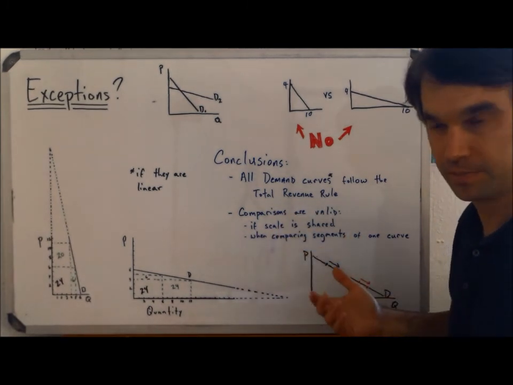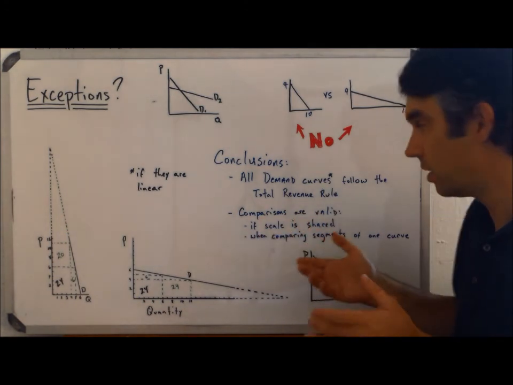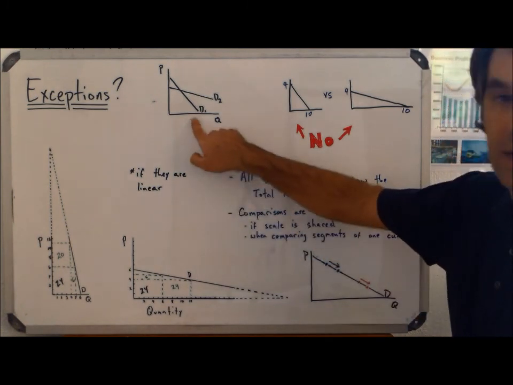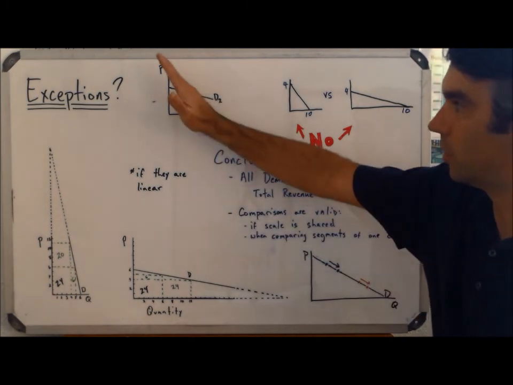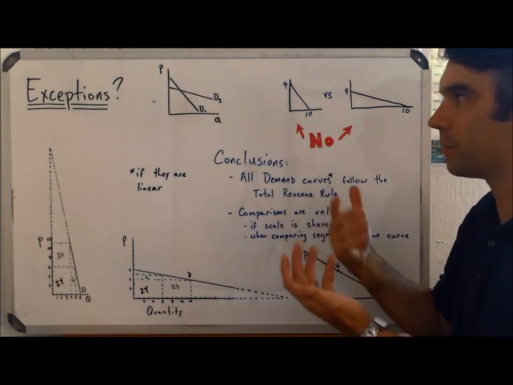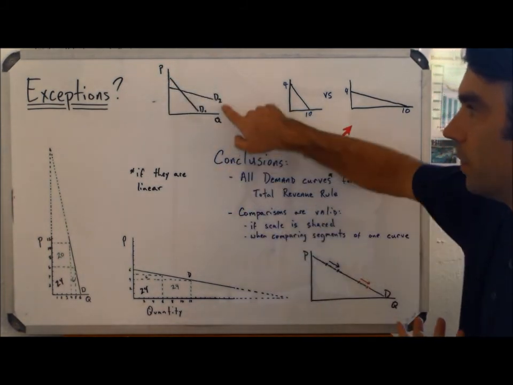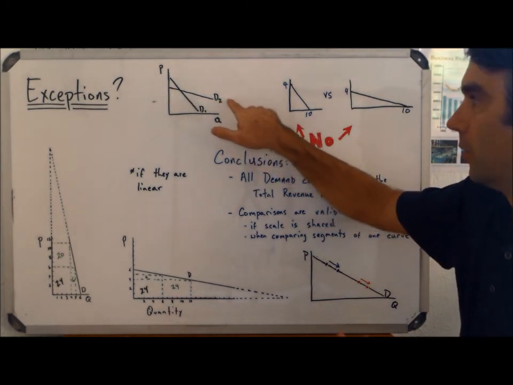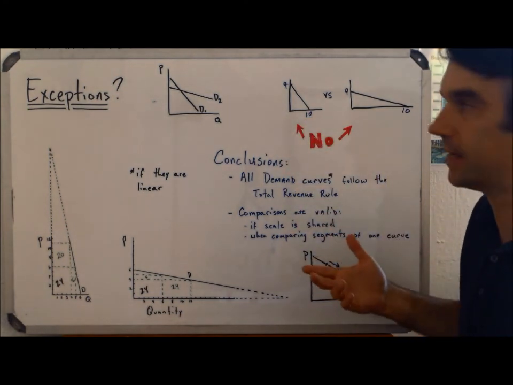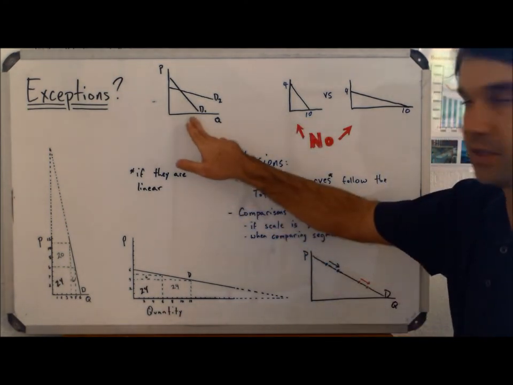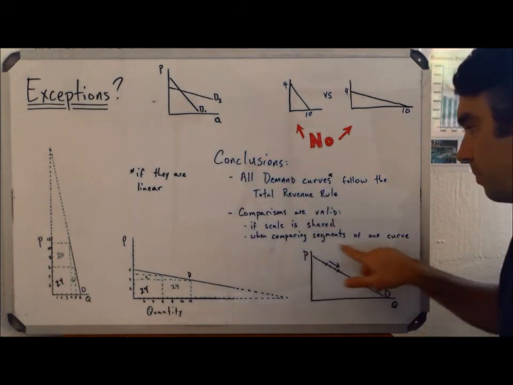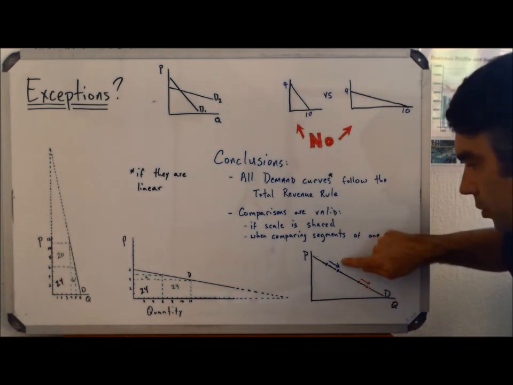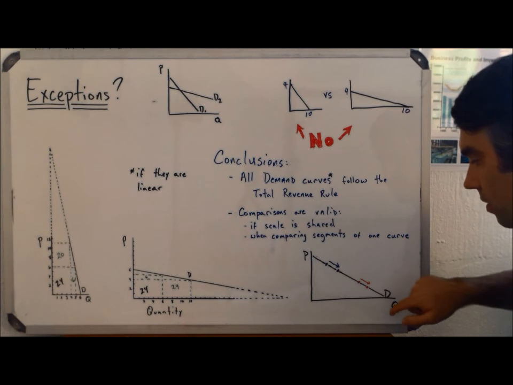When you compare two demand curves, it's only valid if the scale of the demand curves is shared. So we see that here. These two demand curves, this one is more steep than that one, and we can make some comparisons about those two demand curves. But again, for D2, remember, we're only seeing the upper half of that demand curve. The rest of it is out here somewhere, we're just not seeing it. So we can make valid comparisons here, and we can make valid comparisons if we're comparing two segments on one demand curve.